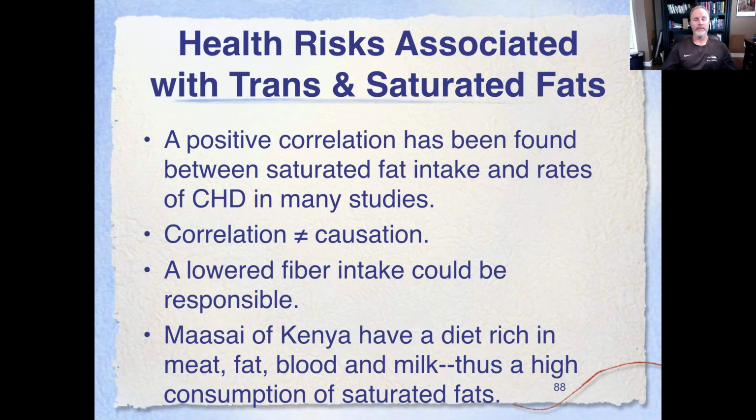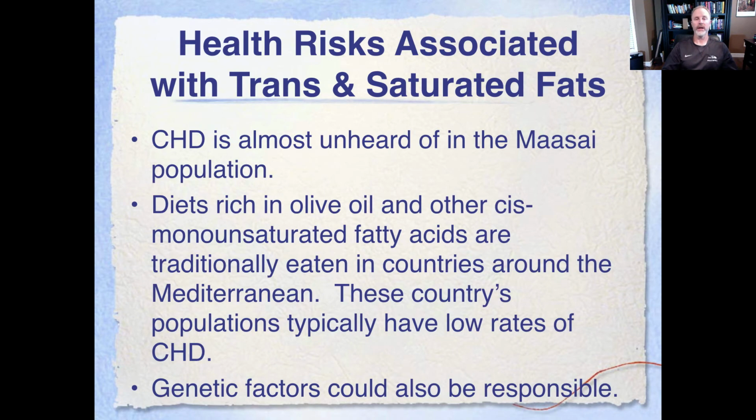And one of the things that supports this notion of correlation and causation is there's a population of people in Kenya called the Maasai, and they have a diet that's very rich in meat, fat, blood, milk, and it's not skim milk, it's whole milk, things like that. And they have a very high consumption of saturated fats, but coronary heart disease is almost unheard of in this population. And so there are other factors at play, and a lot of it has to do with other things that they're taking in, genetics, how much they move around, and so forth.